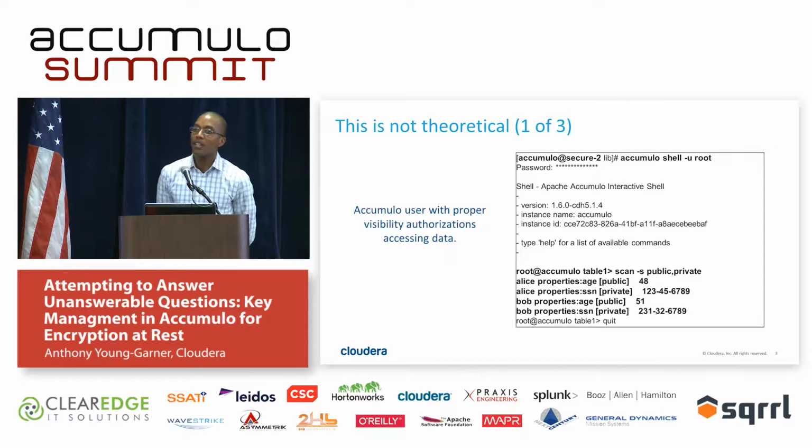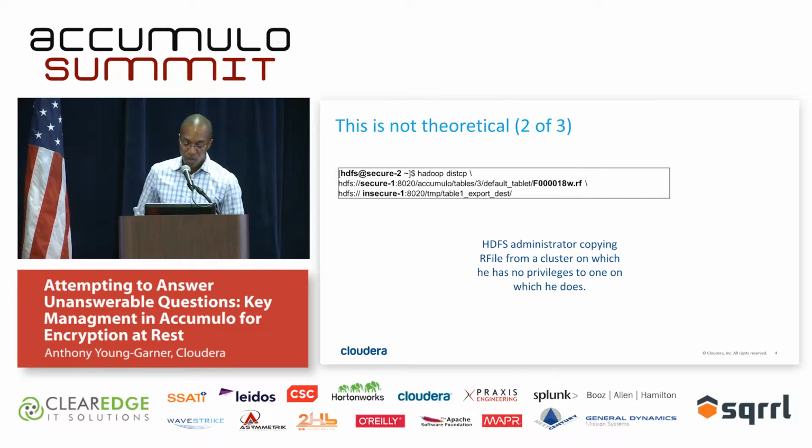This threat is not theoretical at all. So here we see some data that is protected by visibility being accessed by a user who has permission to see that data. Here we see the HDFS administrator using standard HDFS commands to copy the R file directly off of the secure Accumulo cluster to an insecure Accumulo cluster that he has control over. Once he's copied that file to the insecure cluster, he can do whatever he wants with that data.